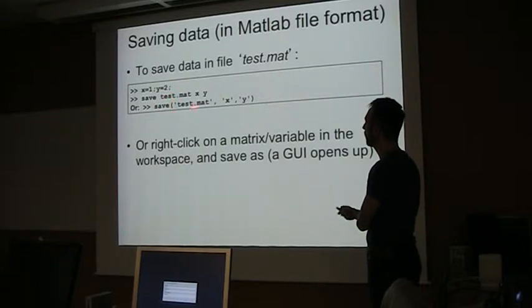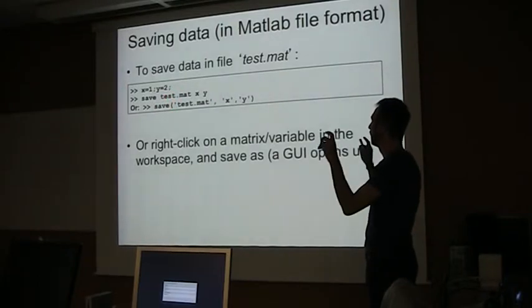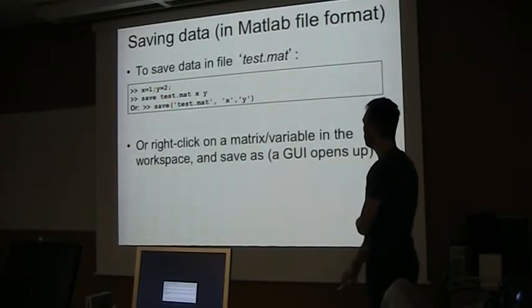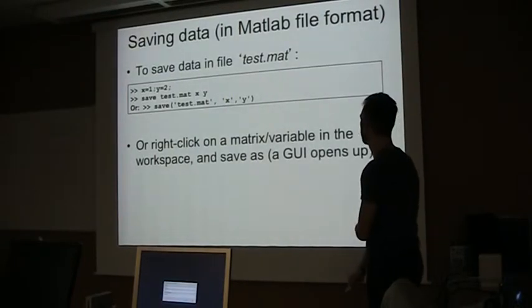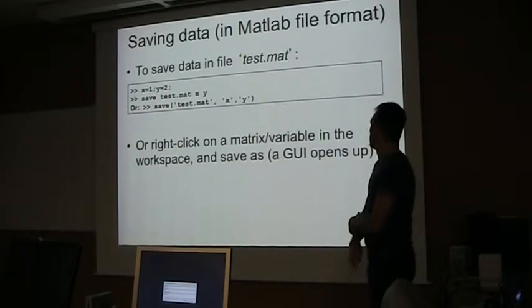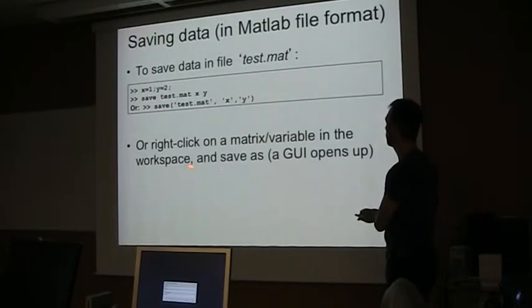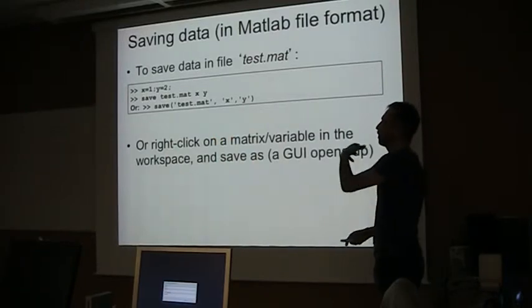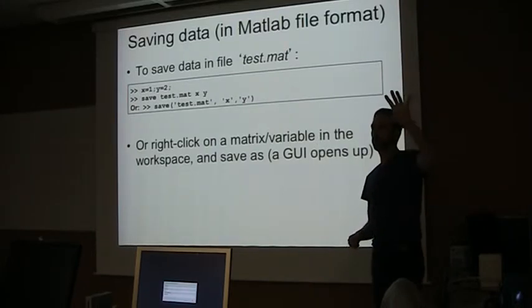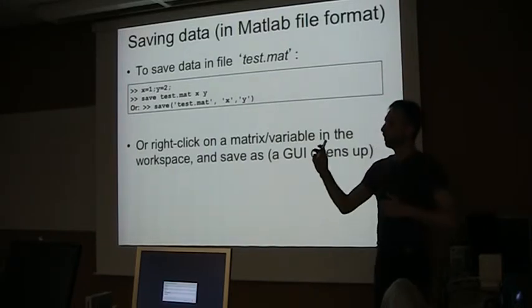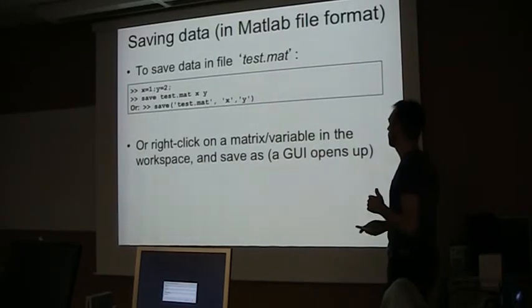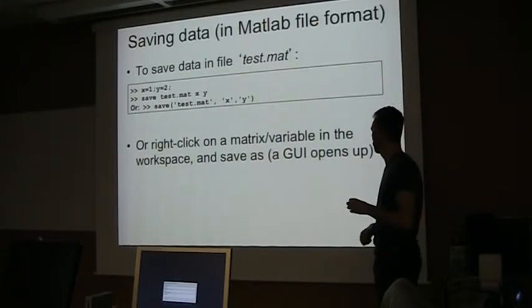And if you use the parentheses, you need to put some quotes. You can also save only x if you want. You don't have to say x and y. And here I said that there's another way to do this, which is the variables x and y are going to be in your workspace, right? So you can just go on top of it, do a right click, and then save, and it even gives you the option of saving it in different versions, in different formats.